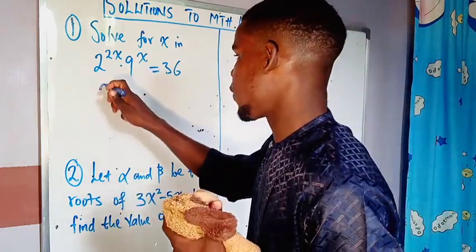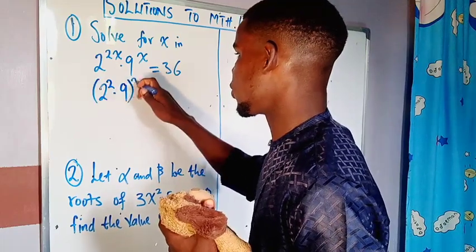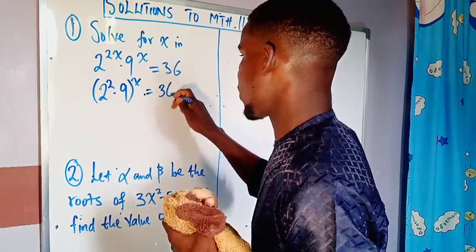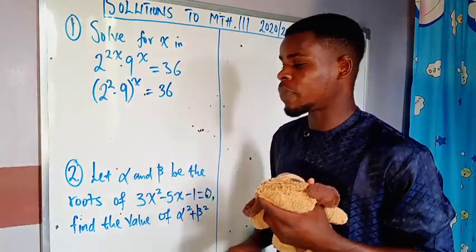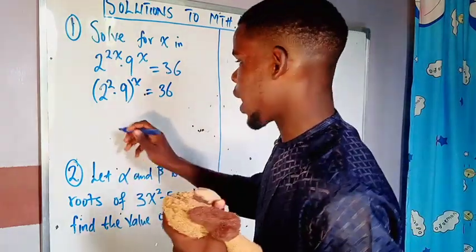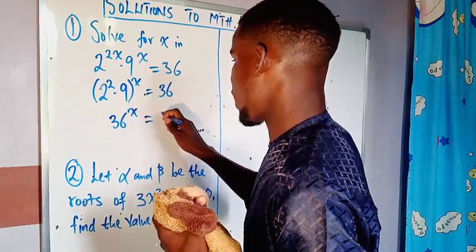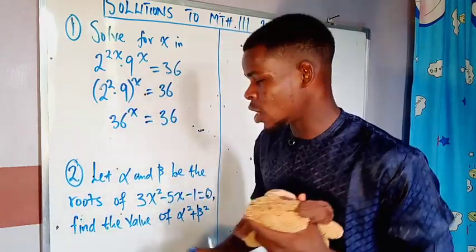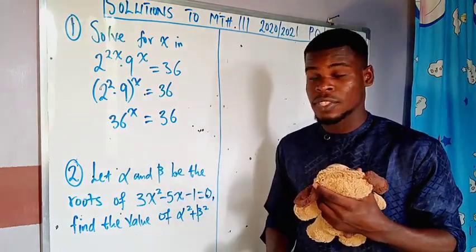So that means we're going to have 2 to the power 2 times 9, and then we take x common, right? Because x is common as the power. So you notice this is 2 to the power 2, which is the same thing as 4. When you multiply 4 by 9, we are going to have just 36 as the base, right? And then we raise it to power x, and on the right hand side, we just have 36. And of course, 36 raised to some power gives us 36. So you can see the power is not even there, right?